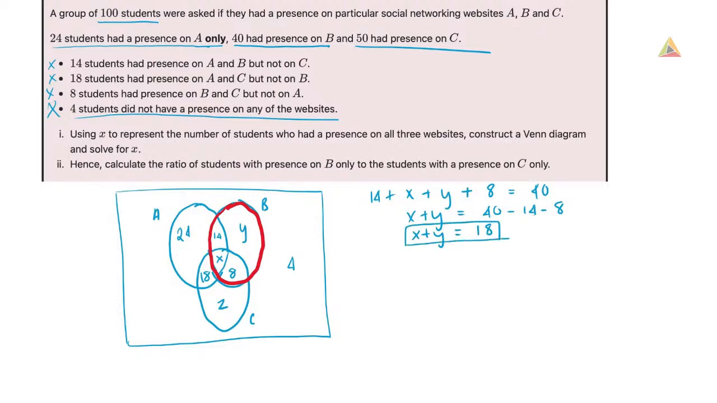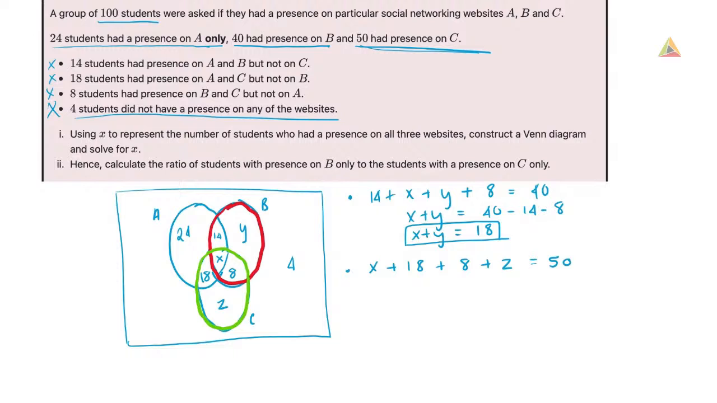Now we're going to do the same, but for C this time. So I'm going to draw a circle around C here. We're going to add up everything that's in C, and we are told that 50 had a presence on C, so we're given that information up here. So we have X plus 18 plus 8 plus Z giving the total of what's in C, which is 50.